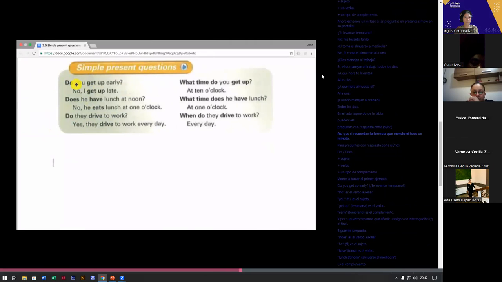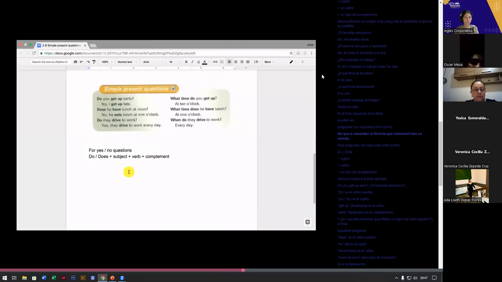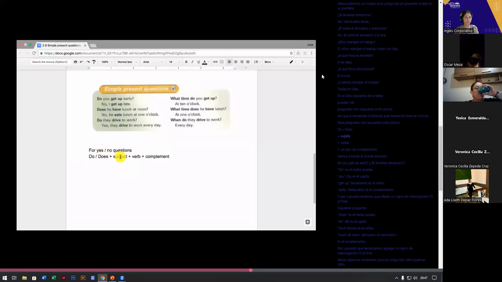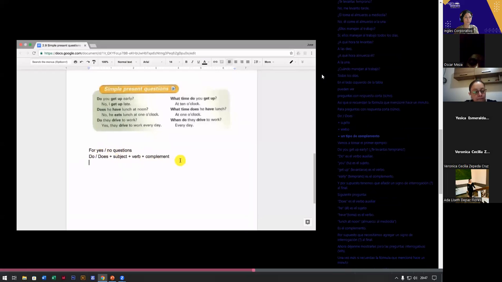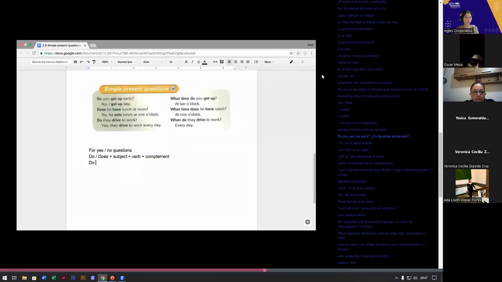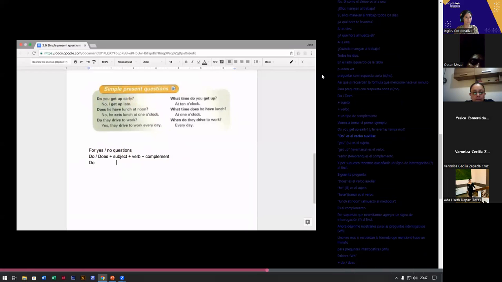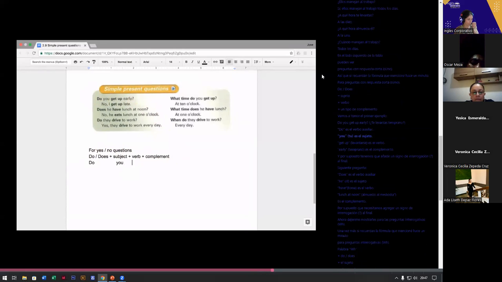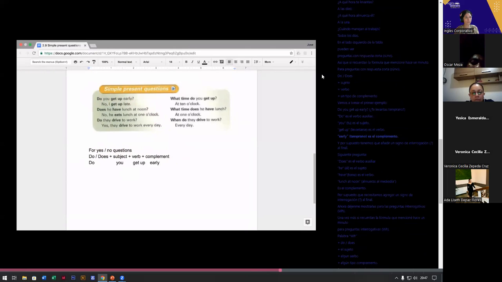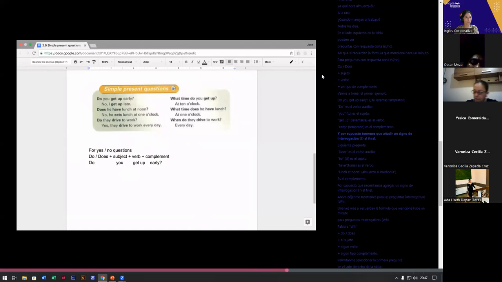So if you recall the formula that I mentioned a minute ago, for yes or no questions, do or does, plus the subject, plus some kind of verb, plus a complement. We're going to take the first example. Do you get up early? Do is the auxiliary verb. You is the subject. Get up is the verb. And early is the complement. And of course, we need to add a question mark at the end.